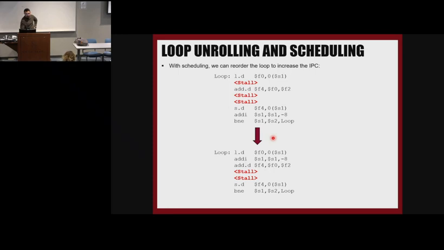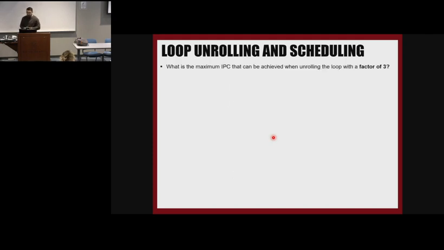5/7. So we have 5 instructions, 7 clocks, and that makes an IPC of 0.714. It got a little bit better. We went from 0.625 to this by just reordering it. But now things are going to get a little bit more complicated. What would be the maximum IPC if I unroll this loop with a factor of 3?